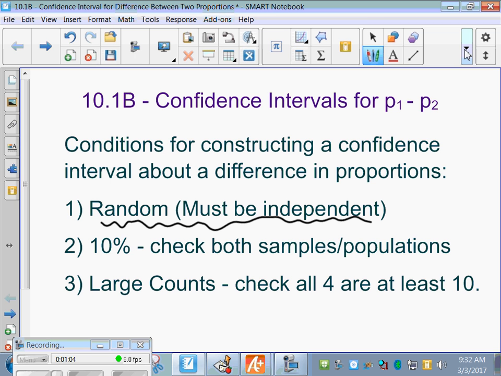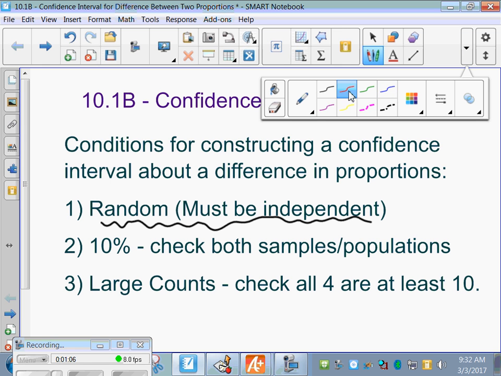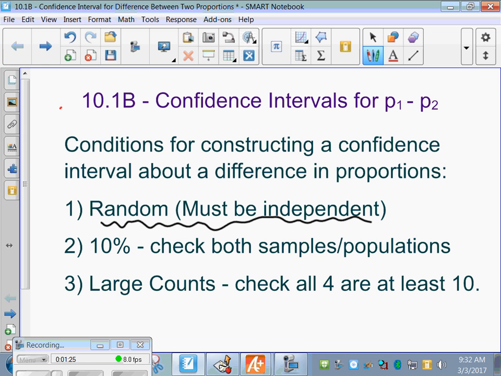And, of course, you have to check the 10% rule for both, right? So both of them have to be less than 10% of the total population. And then large counts, we did learn that yesterday. You got to check all four of them are greater than 10. This is n times p, right? And all the different ones for both samples. So for confidence intervals, this goes in the plan part.